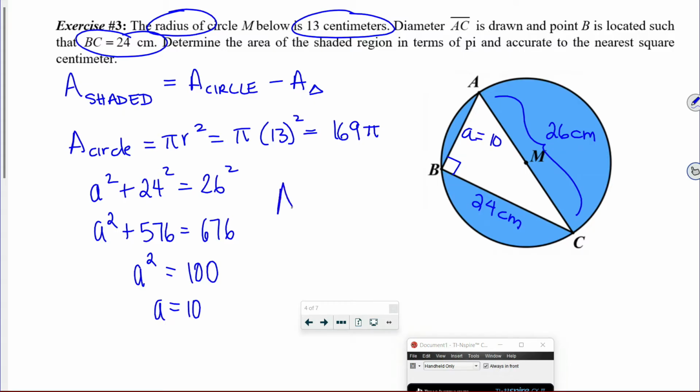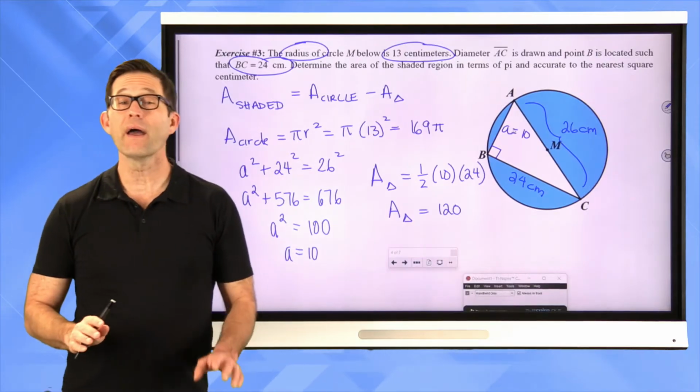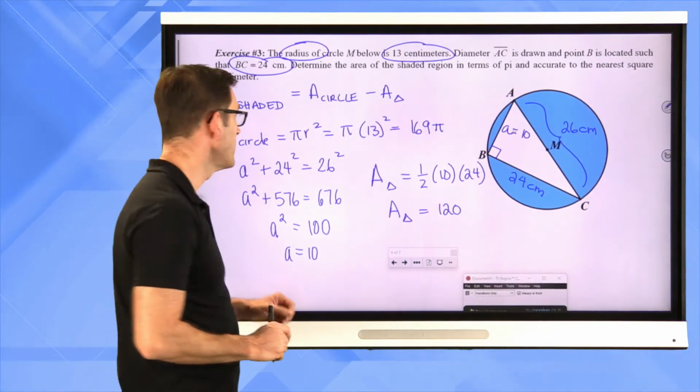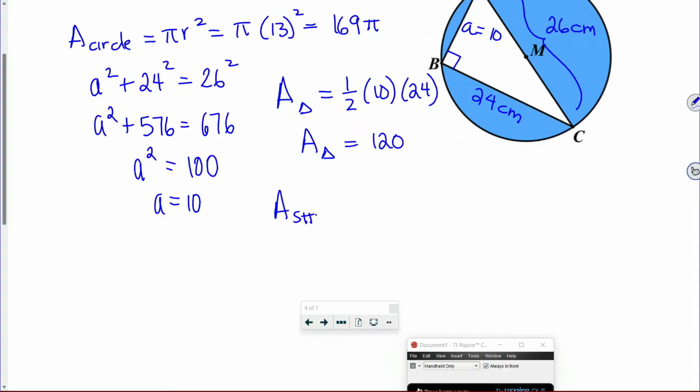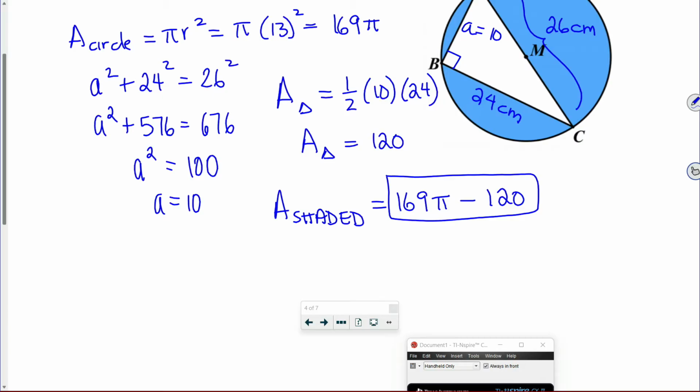And now I can say that the area of my triangle is 1/2 of 10 times 24. And that means the area of my triangle is going to be 1/2 of 240, or 120. And now I have everything I need to finish this problem out, right? The area that's shaded is going to be the area of my circle, which was 169 pi, minus the area of my triangle, which is 120. And that's what the answer is in terms of pi.